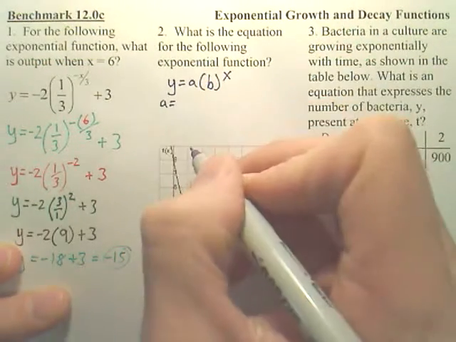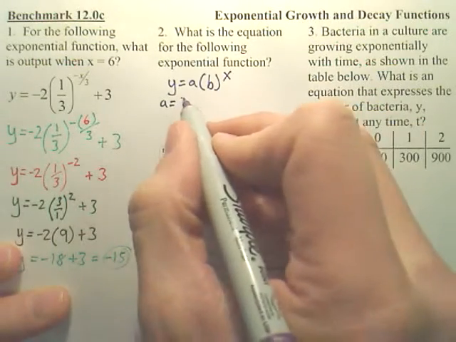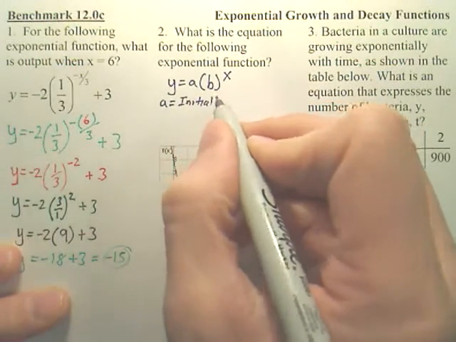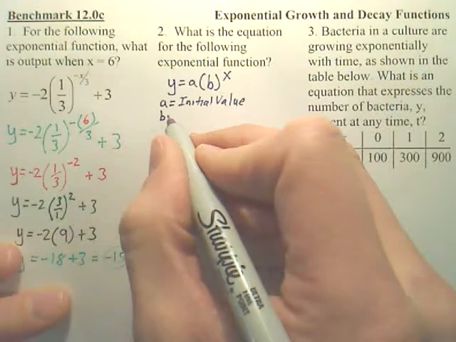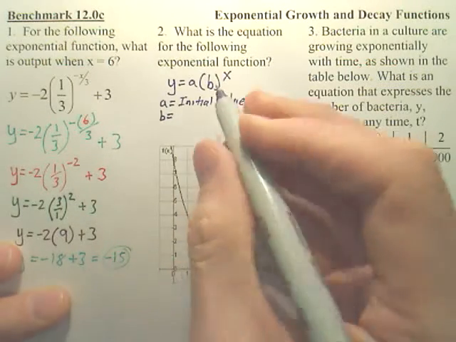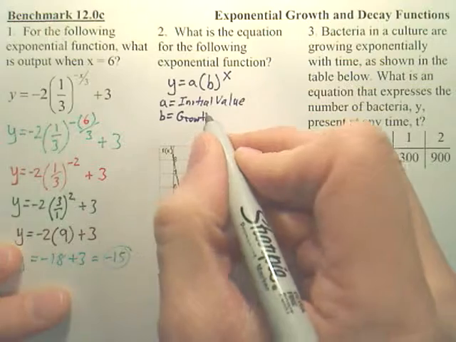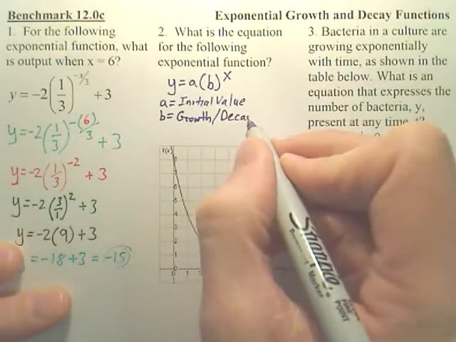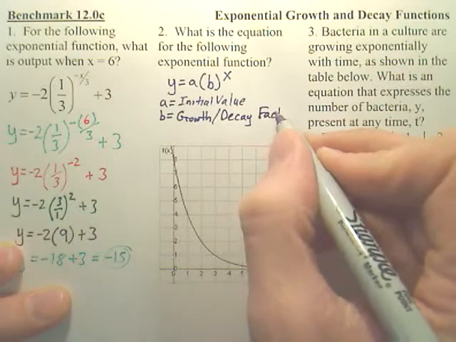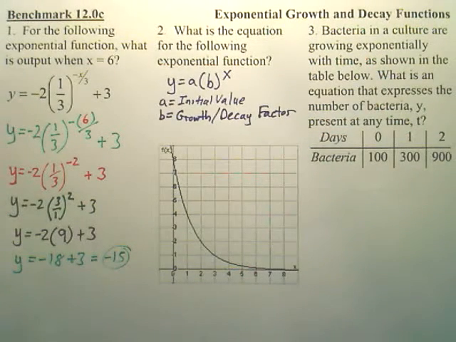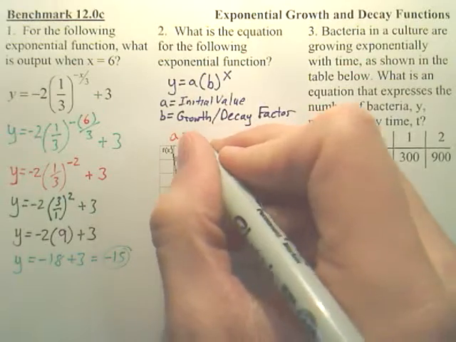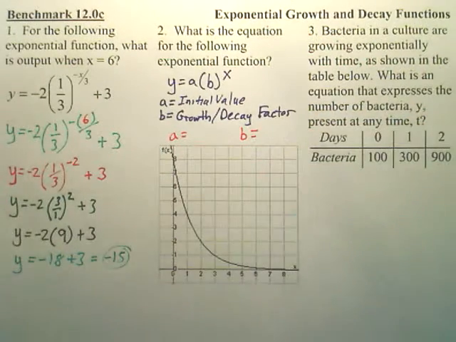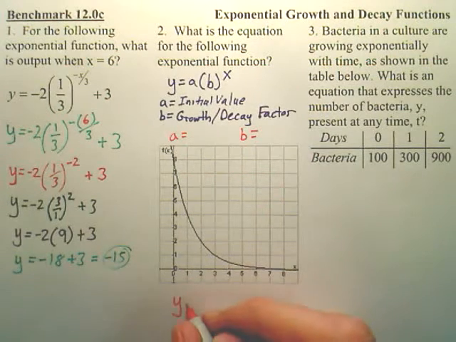What does A represent? A is your initial value, and B is your growth or decay factor. B is your growth or decay factor, depending on the type of problem. So, to get this problem, we basically have to find out what's A, what's B, and then we have our equation.